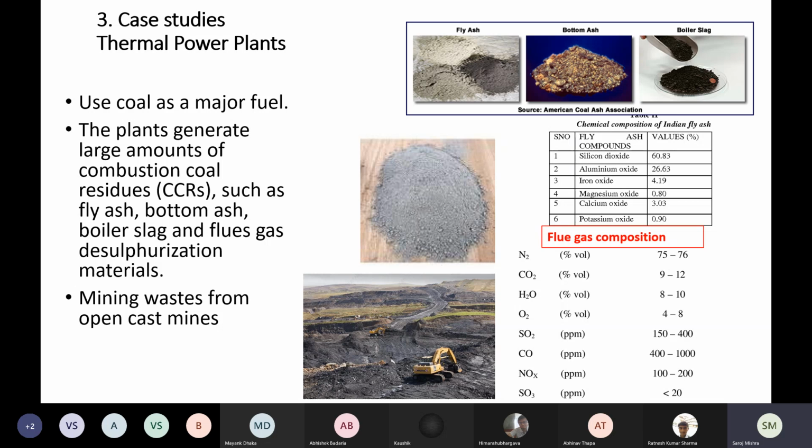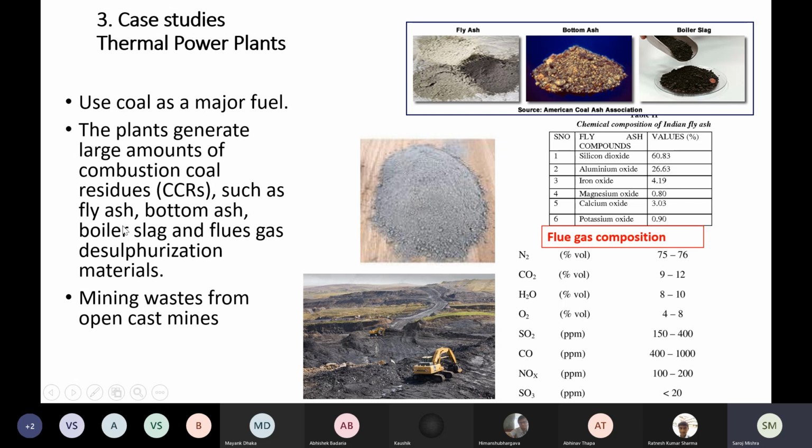Now, first is that of the thermal power plant. This is a problem which constantly occurs in those areas near where the thermal power plants are set up. So what kind of pollutants are expected to be there? Number one, all the thermal power plants use coal as a major fuel. So the plants will generate a large amount of what is called combustion coal residues. When coal is burnt, what kind of residues are left behind? These are fly ash, bottom ash, boiler slag, and flue gases.